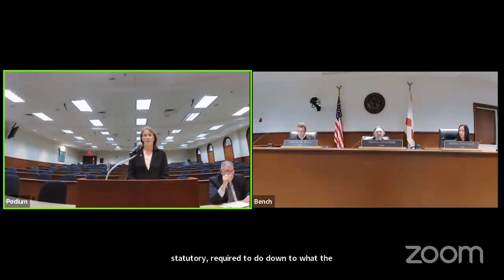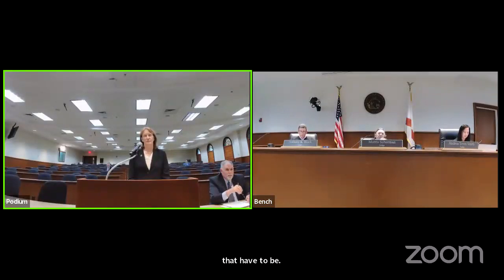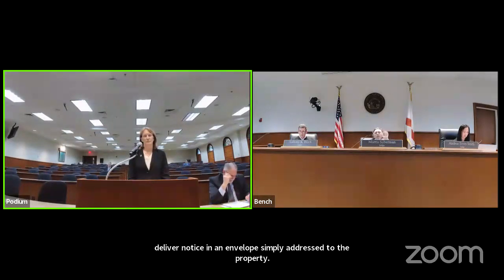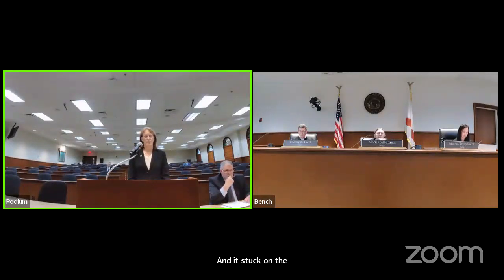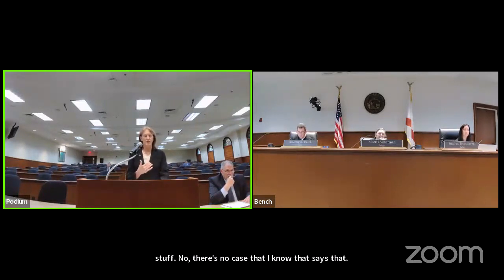Is there a case out there that says you cannot deliver the notice in an envelope simply addressed to the property and stuck on the door or slid in through the mail slot? No, there's no case that I know of that says that. The statute gives you options for how to do it.